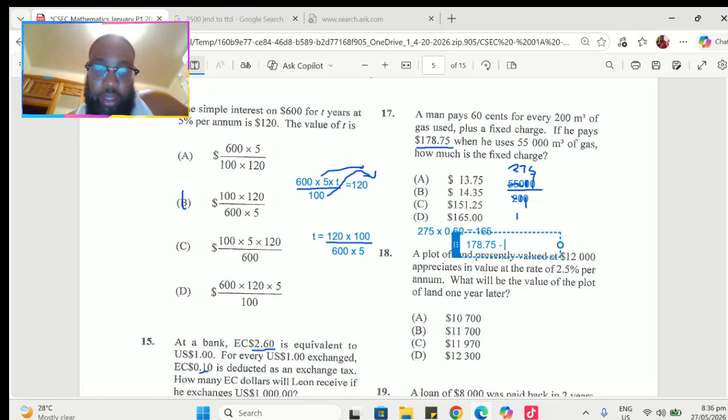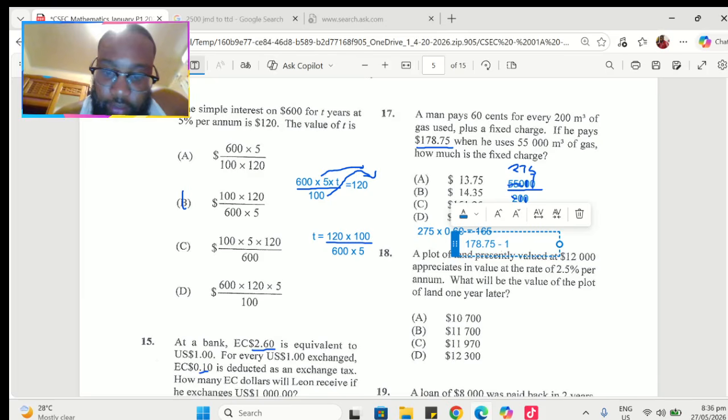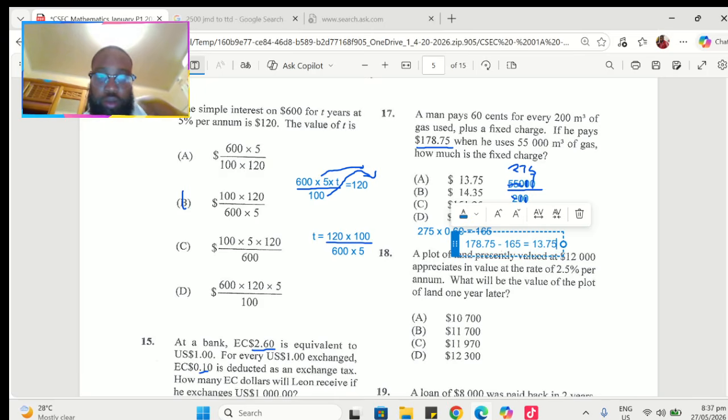So 178.75 minus 165, and that would give me A, 13.75.